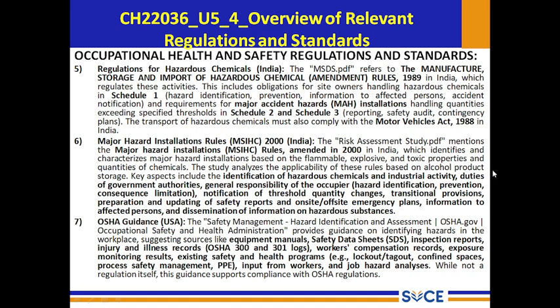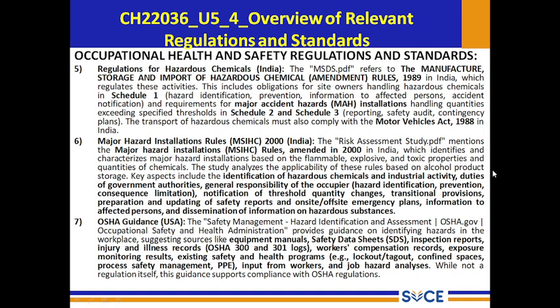This is the major hazard installation rules, which identifies and characterizes the major hazard installation based on flammable, explosive, and toxic properties and quantities of chemicals. The study analyzes the applicability of these rules based on the alcohol product storage. Key aspects include identification of hazardous chemicals, industrial activity, duties of government authorities, general responsibility of the occupier, hazard identification, prevention, consequence, and its limitations, all to be thoroughly checked.